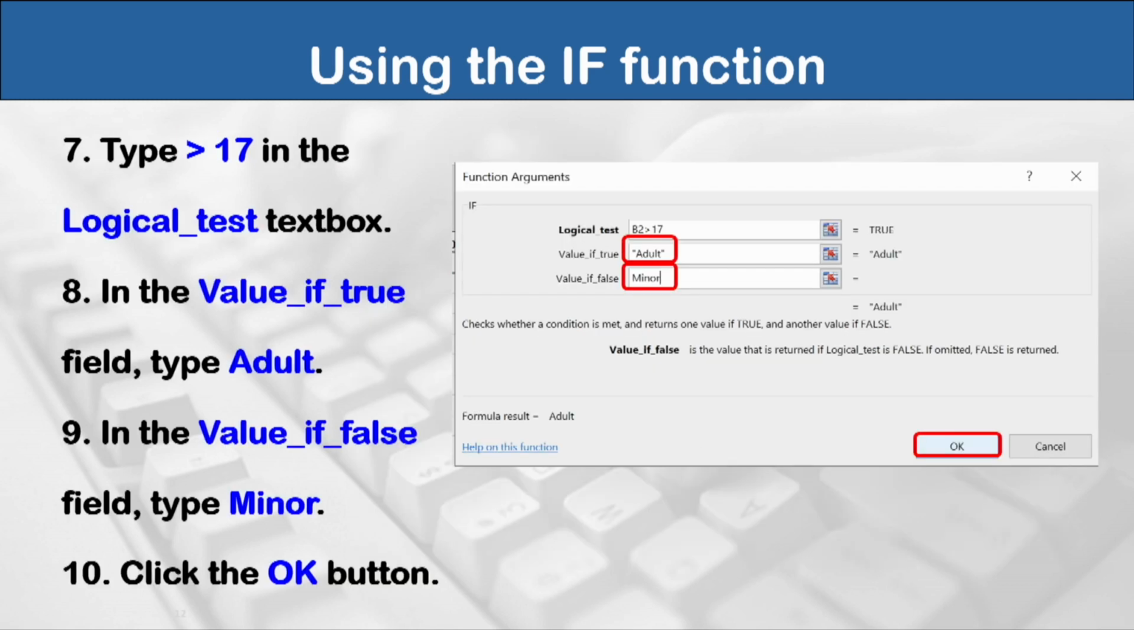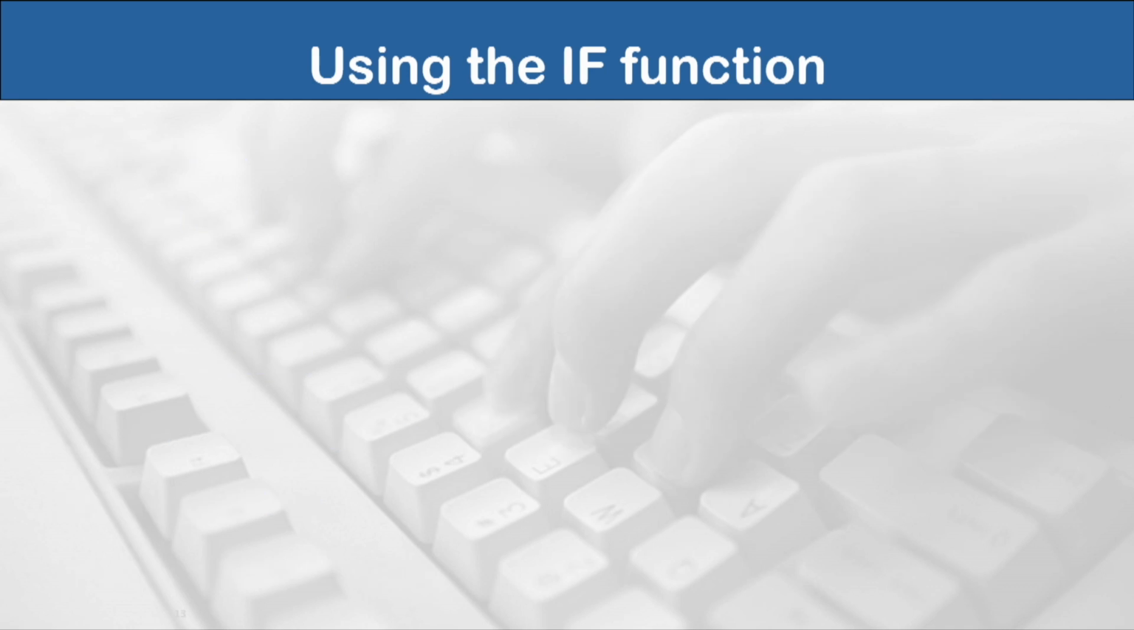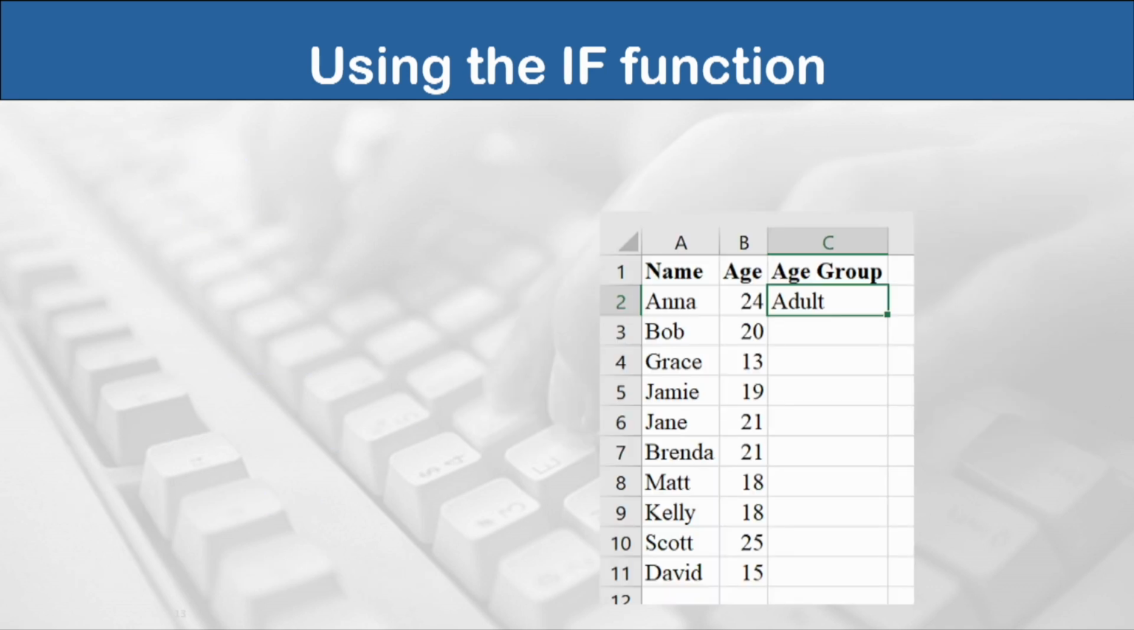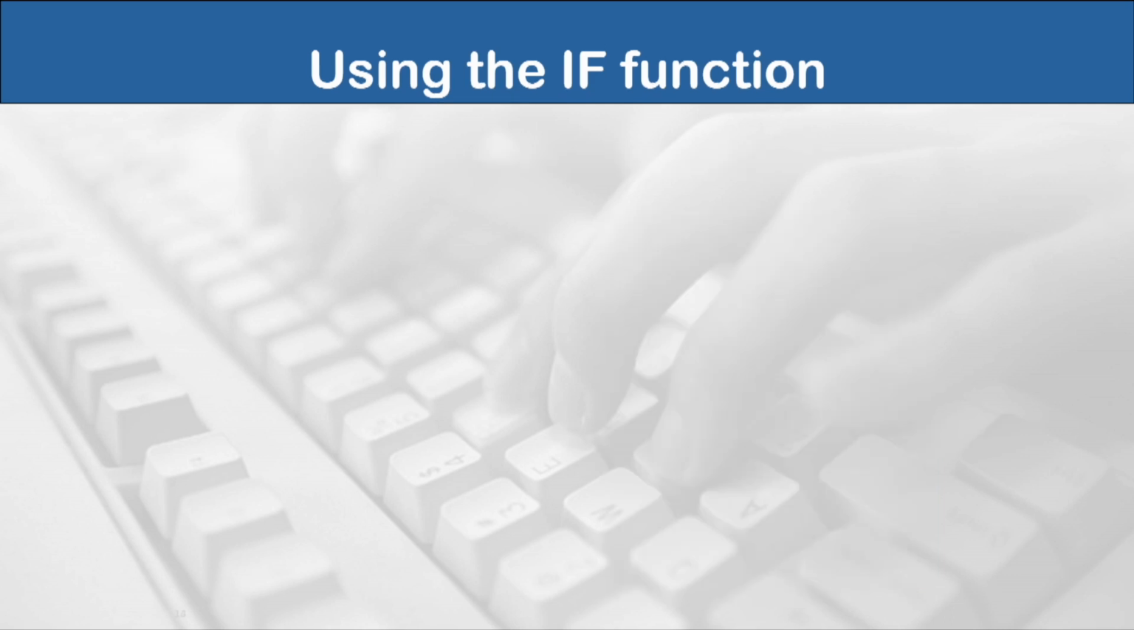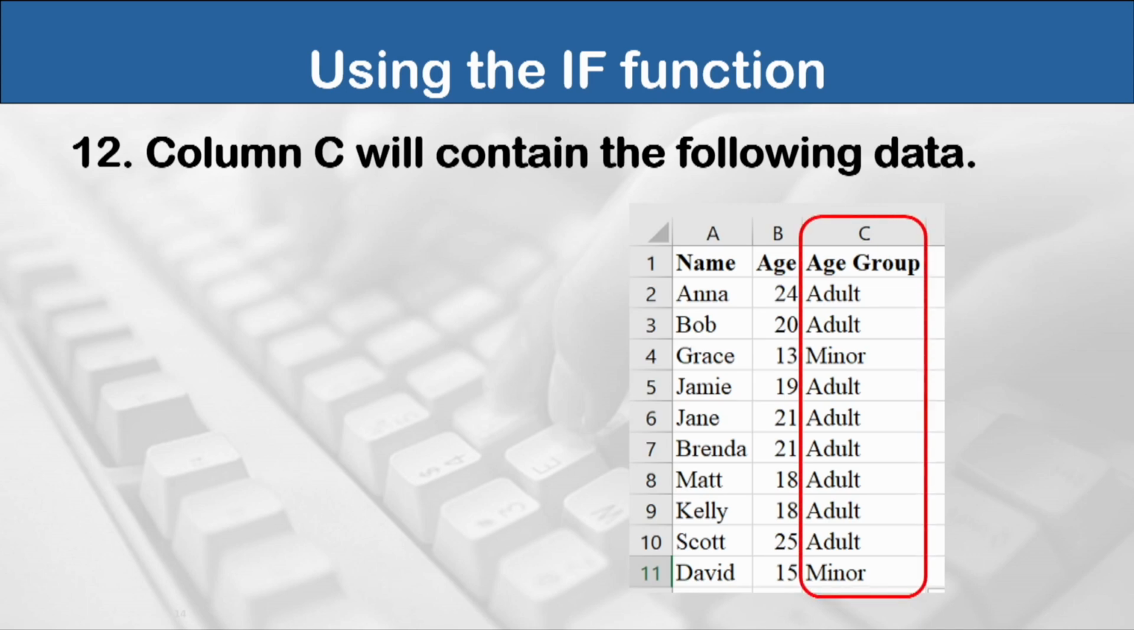Type greater than 17 in the logical test text box. In the value if true field, type adult. In the value if false field, type minor. Click the OK button. Cell C2 contains a function. Replicate it in the range of cells C3 to C11. Drag the fill handle up to cell C11. Column C will contain the following data.